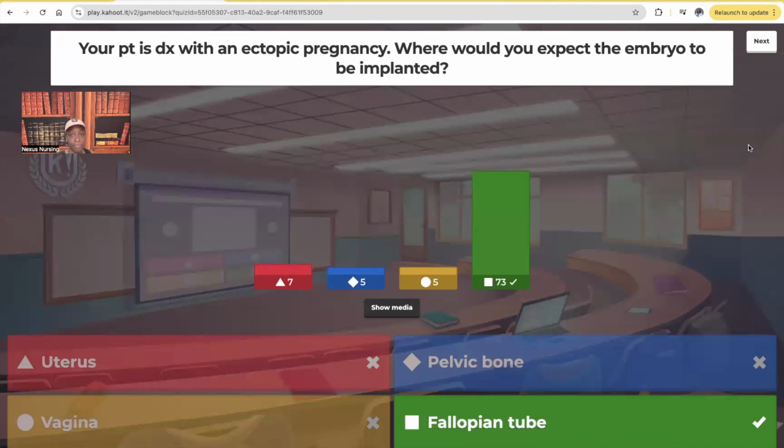Yep. The fallopian tube. So an ectopic pregnancy is basically when that embryo is implanted anywhere outside of the uterus. And most commonly, we find it in the fallopian tube. Ectopic pregnancy is also known as tubal pregnancy. It can also happen in the cervix or in the abdominal cavity, but usually it happens in the fallopian tube.